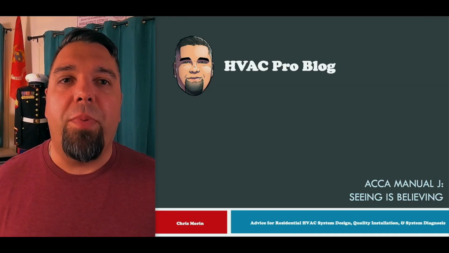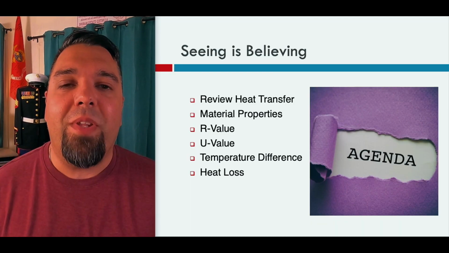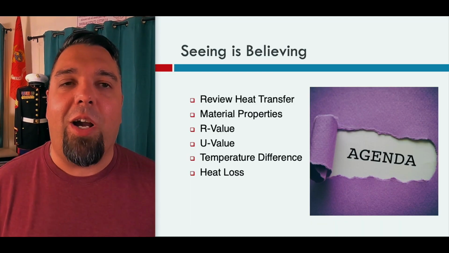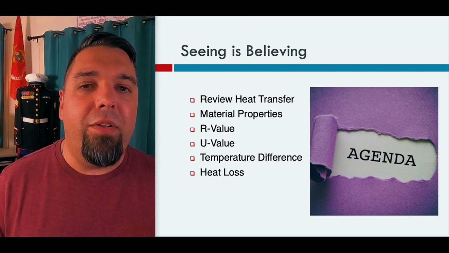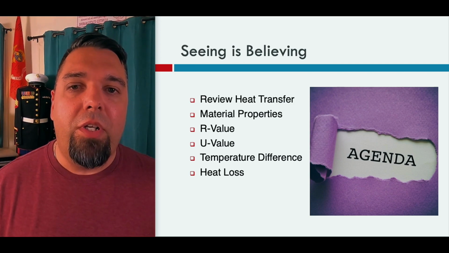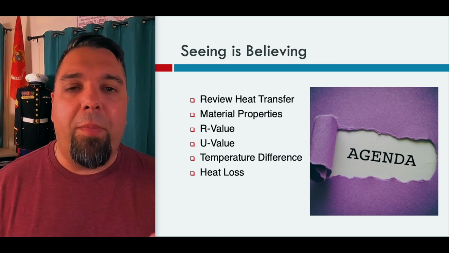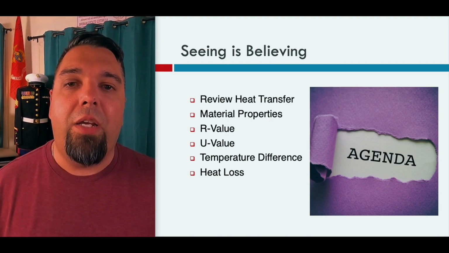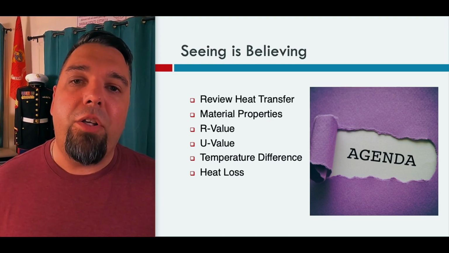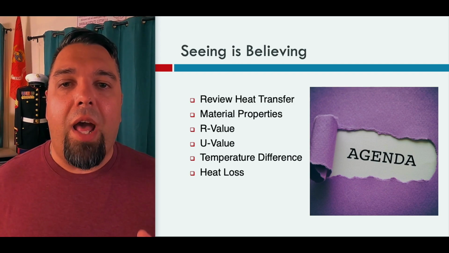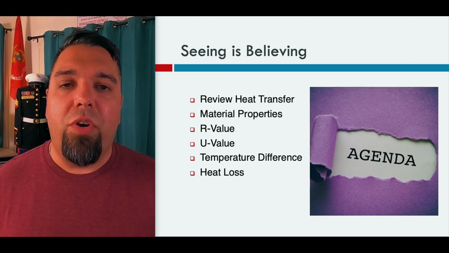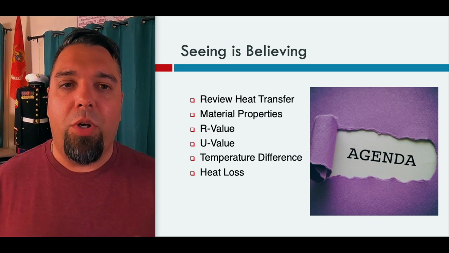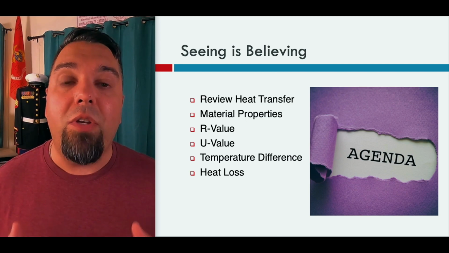So we're going to talk a little bit about ACCA Manual J. In order to do that, we're going to have to talk a little bit about some basics. When we really talk about a review of heat transfer, we're going to cover a little bit about material properties, okay? How that fits into R value, U value, and how temperature difference impacts heat loss, okay? So there is a little bit of elementary math here, but it builds up towards the seeing is believing and why you need to do a load calculation.